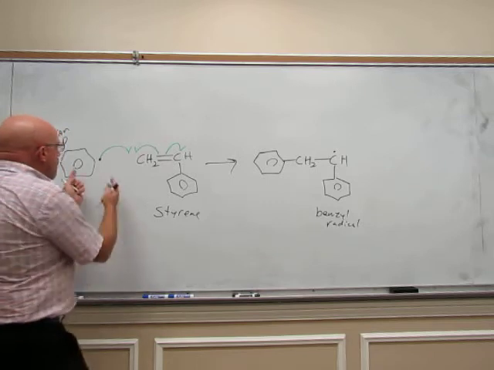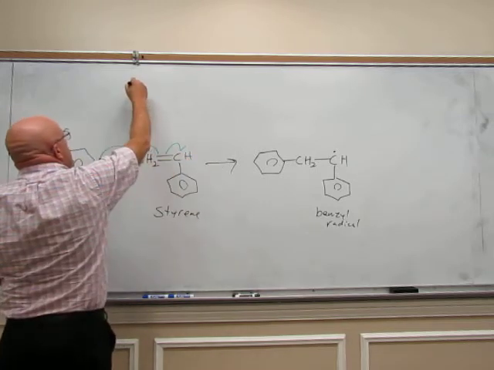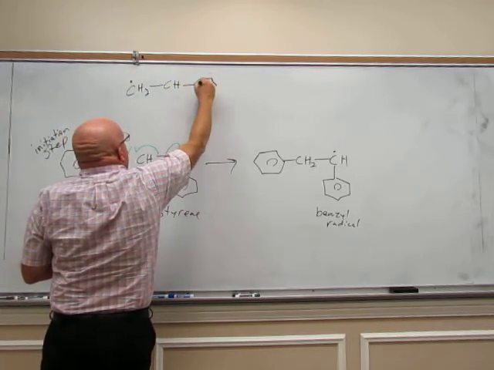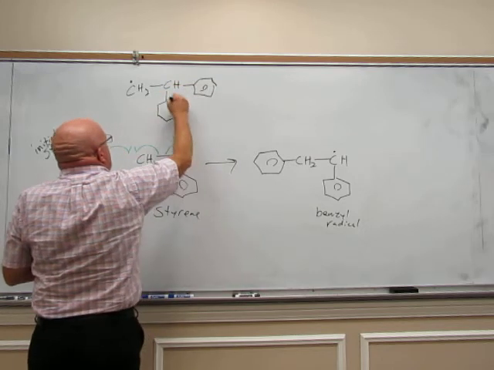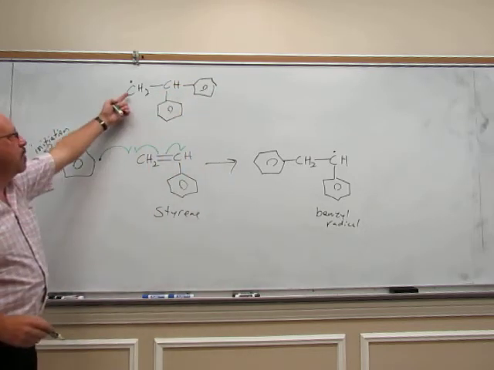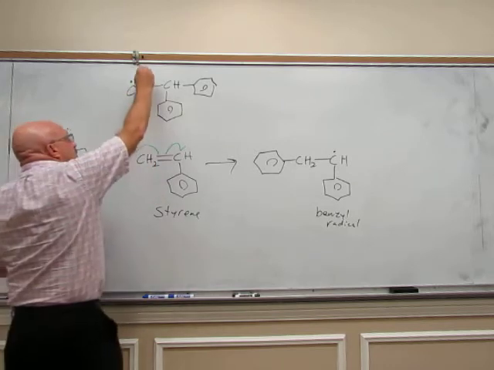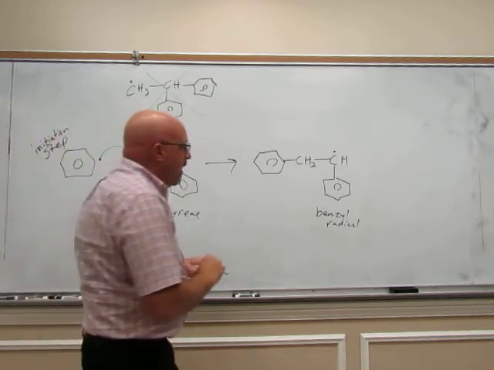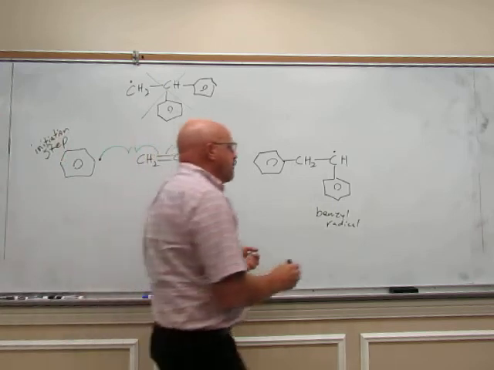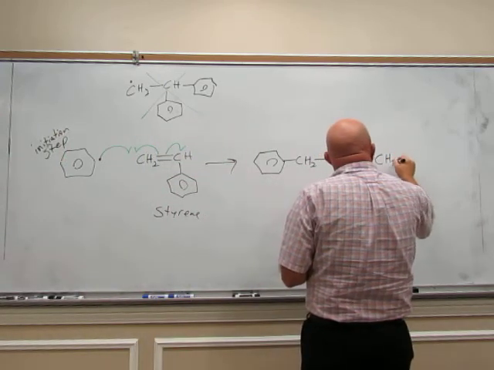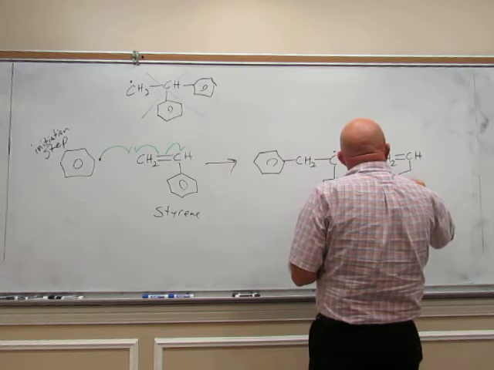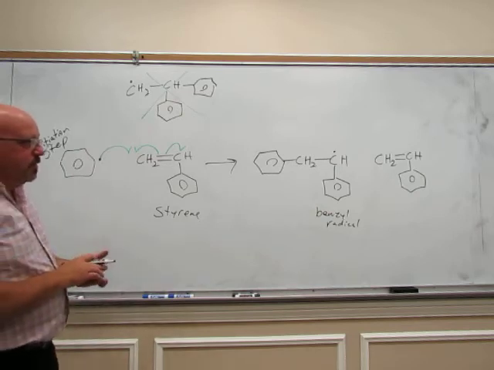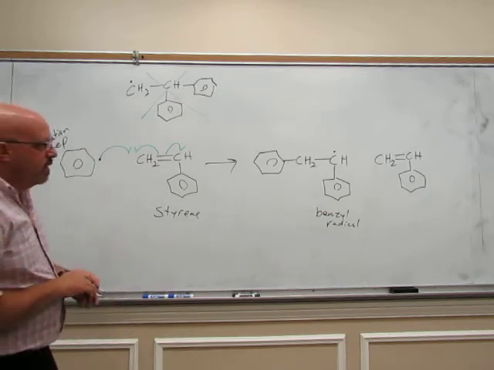Let me just draw here. If it had attacked the CH carbon, this is the radical that you would get. You'd have a primary radical, which has no resonance. That is not nearly as stable as our benzyl radical, so we don't get that one. Now the benzyl radical is going to react with more styrene, and again it is going to attack the CH2 because that will give us another benzyl radical.